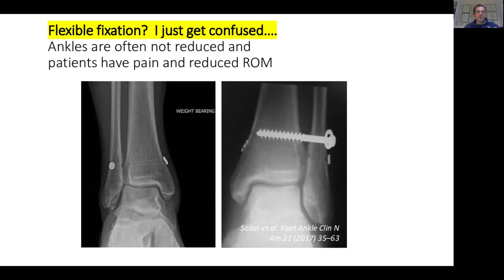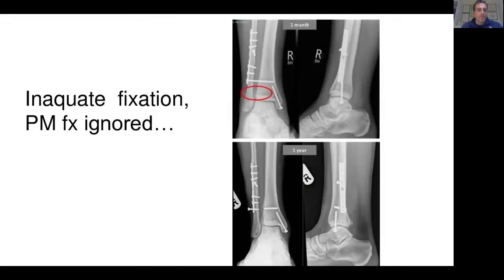Why should I use a partially threaded screw to compress the syndesmosis? Is it a positioning or a compression screw? So I would not focus on this subject because that's not the point. My point is, try to avoid using syndesmosis screws by fixing the fractures properly.